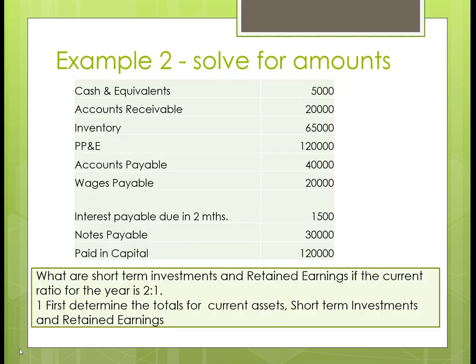Now, what if we had another problem here, and now we're going to work backwards using ratios. What are the short-term investments and retained earnings if the current ratio for the year is 2.1? So how do we figure this out? First, what we're going to do is categorize the current assets, short-term, and then solve for short-term investments and retained earnings.